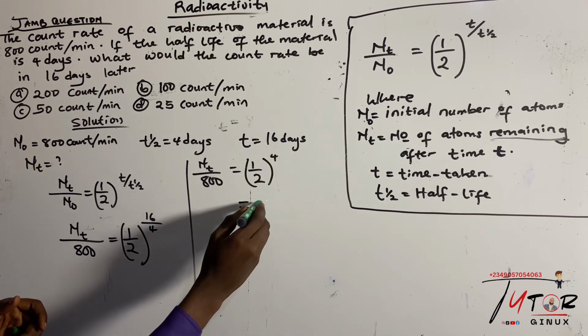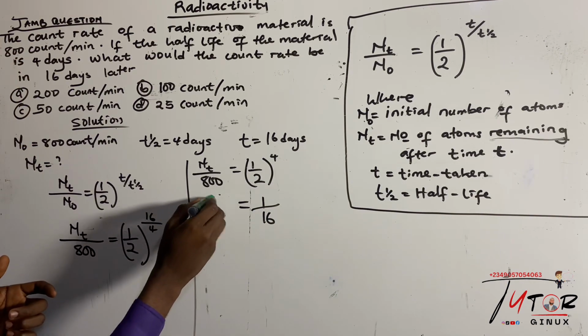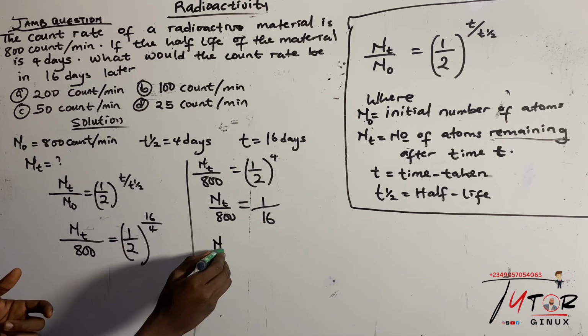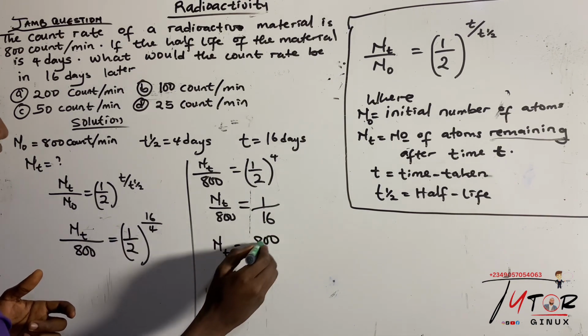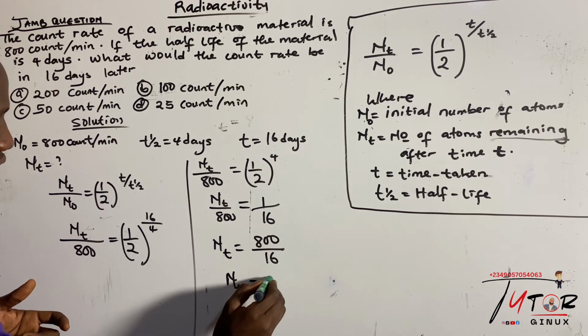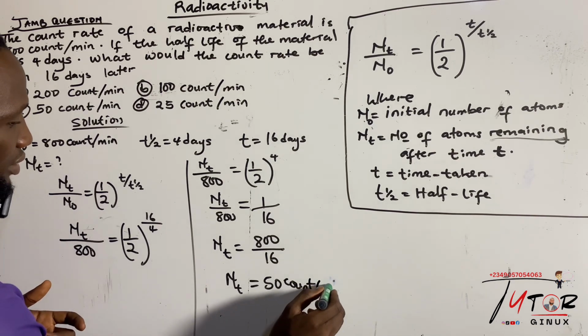1 raised to the power 4, that is 1. 2 raised to the power 4, that is 16. NT over 800 is 1 over 16. So NT will be 800 divided by 16. And that's going to give 50 count per minute.